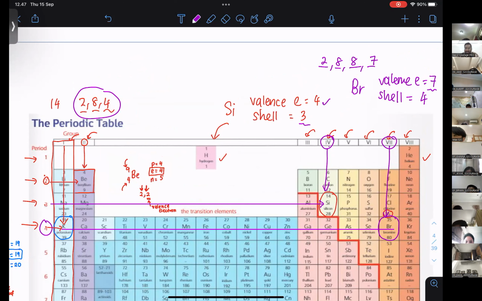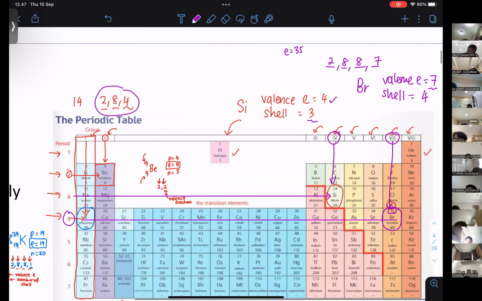So you can check, because it's 35, you count the electrons, is it total 35 or not? In this case, I don't think it's 35 yet, because this one is going to become 18. Okay, forget about this. This is not in your syllabus yet, because you only need to know up to 20, so Br is more than 20.